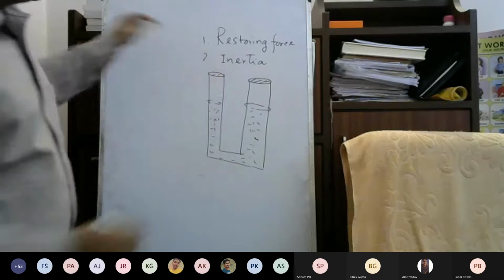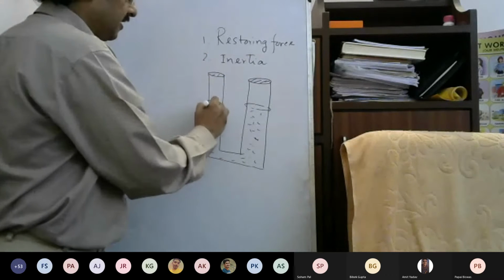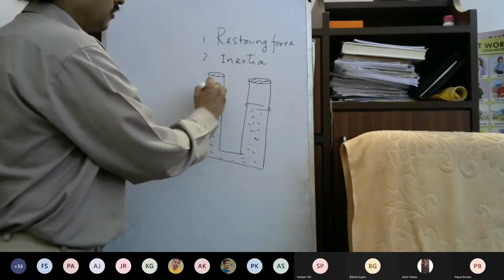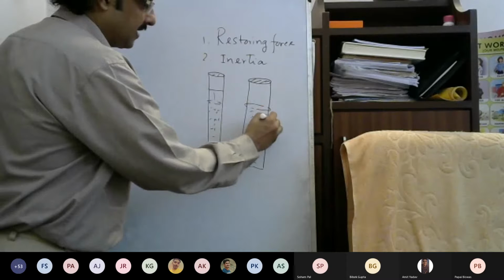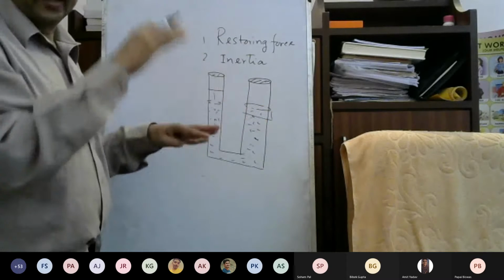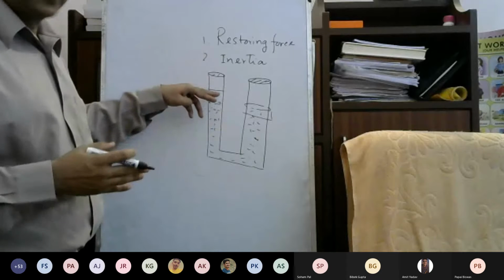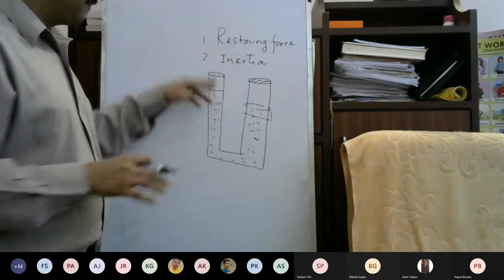Now, if you somehow disturb this, let the water level go this side. Because of the incompressible nature of the water, the other level will go below. Then again it will start oscillating. If you can do this experiment yourself, you will see it just oscillates. That means it will move back and forth.